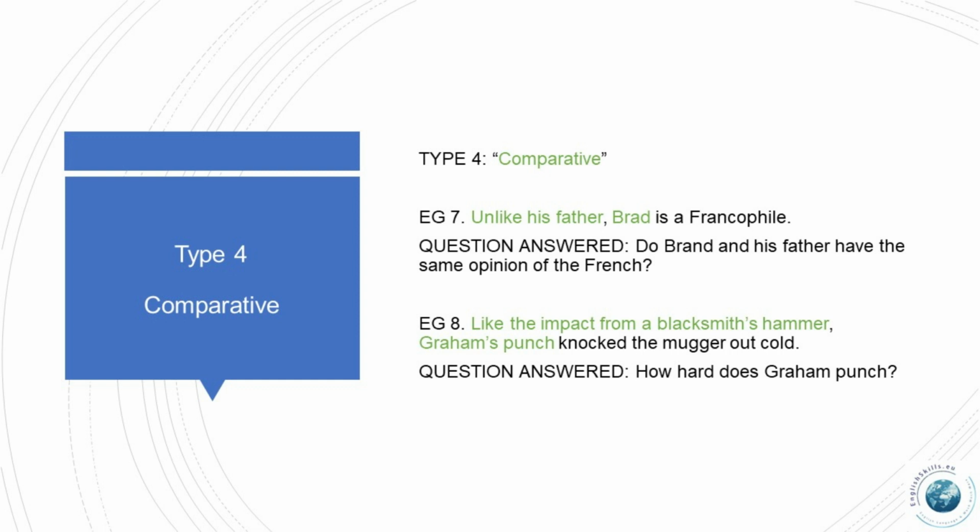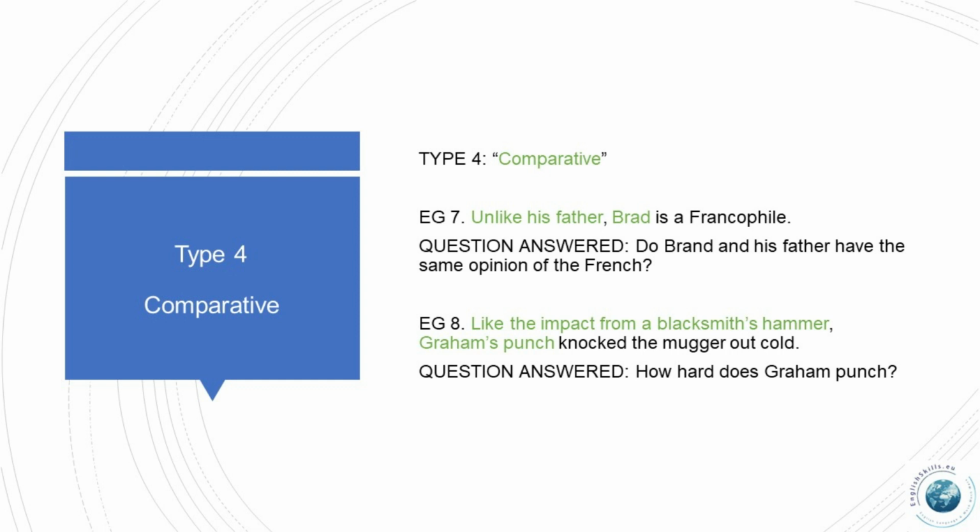Next, comparative. Unlike his father, so like or unlike, very straightforward, these are comparisons. Brad, okay, we know that we're comparing Brad and the father now because we have comma, then Brad is a Francophile. He likes the French. Question answered, do Brad and his father have the same opinion of the French? Let's have a look. Unlike, if it said like, yes, we'd say he does. If it's unlike, no, he doesn't. For some reason, his father doesn't like the French.